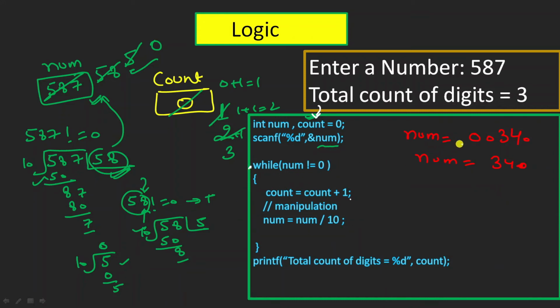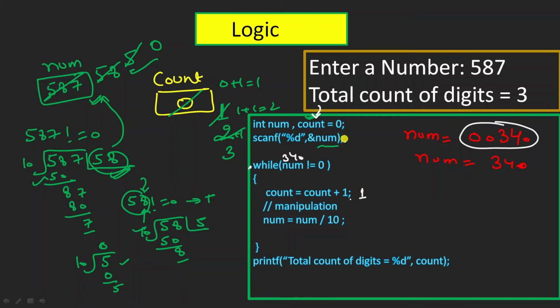Now if the user enters a number as 00340, inside the computer memory it will be stored as 340. So in this, 3 digits are present, so your answer should come as 3. This program will also work fine for this 340. So you can say 340 is not equal to 0. Yes, so count will increment by 1.